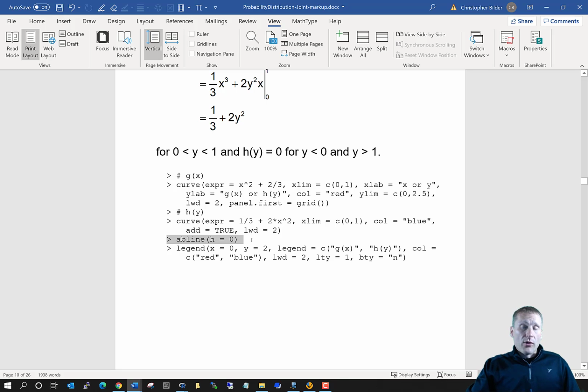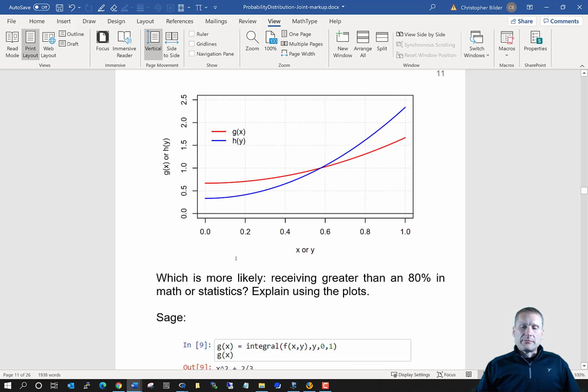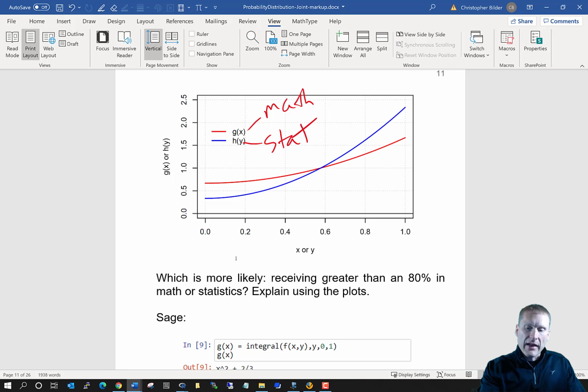Then I add a horizontal line at 0, and also I put a legend in there so that we can make sense of what's being plotted. So here's my plot. Red represents g of x, so the math score. Blue represents the stat score, h of y. And first of all, I should mention, the reason why we can plot both of the PDFs on the exact same plot is because it just so happens that x and y have the same numerical range, 0 to 1.